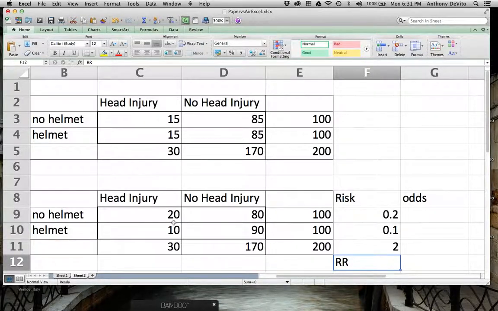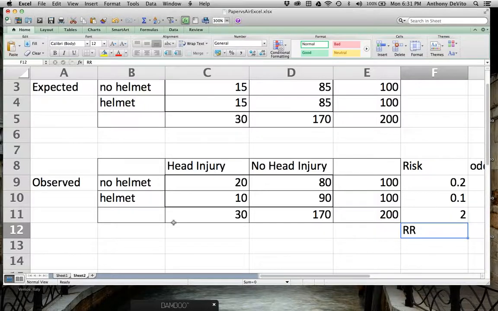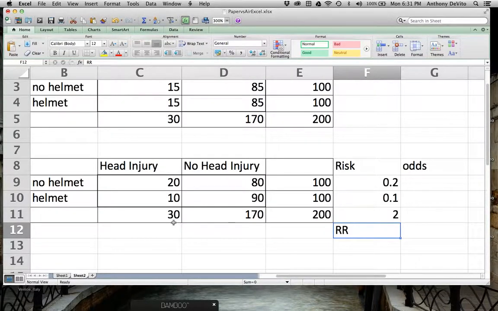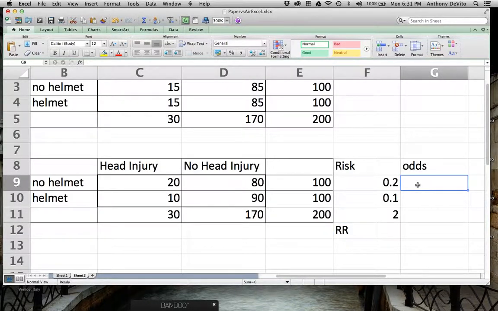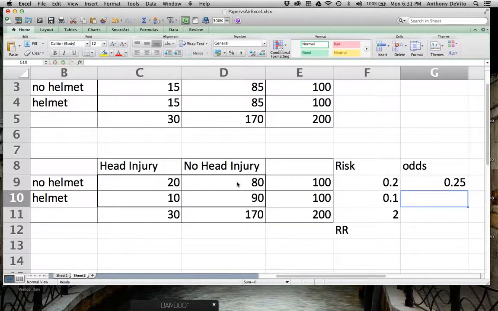When we look at odds here for our observed values, I'm going to repeat this now for odds. Instead of saying 20 over 100, what do you think I'm going to say? 20 over 80. There you go. So the odds are 0.25. In other words, for every 5 people that come into the emergency room with no helmet, 1 of them would have an injury, 4 of them wouldn't. That's the difference between odds and risk.